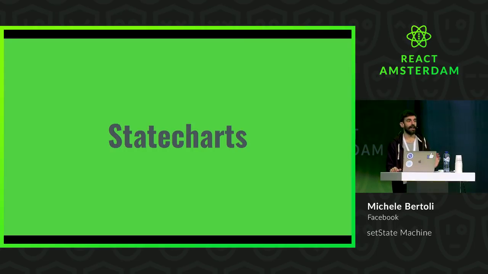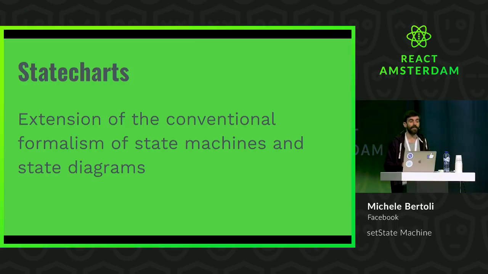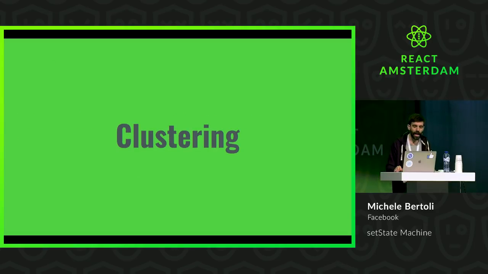That's where state charts come to the rescue. State charts are a visual formalism for complex systems. They were defined in 1987 by David Harel in a paper, and it's basically an extension of the conventional formalism of state machines and state transition diagrams that we have seen before. Basically, it solves the problem that I just showed you. I'm going to go through the main features of this paper to show you what problems it's going to solve, and then we're going to see how we can implement this in code.